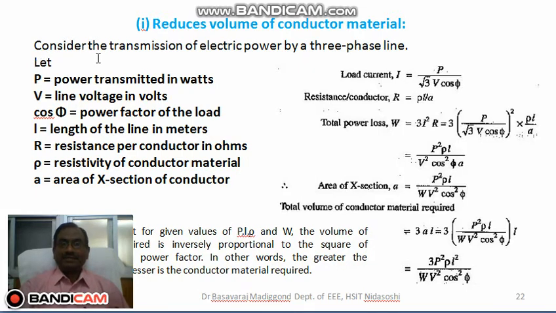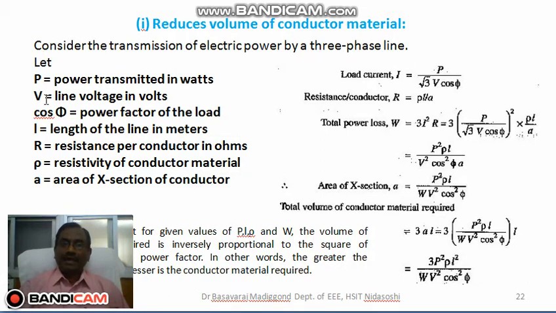Let us consider the transmission of electric power by a three-phase line. Let P be the power that is transmitted in watts. V is the line voltage in volts. Cos phi is the power factor of the load. L is the length of the line in meters. R is the resistance per conductor in ohms. Rho is the resistivity of the conductor material. A is the area of cross section of the conductor.